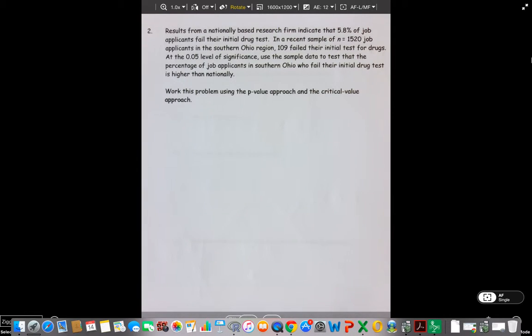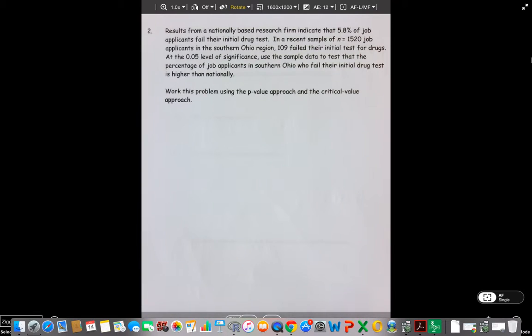Results from a nationally based research firm indicate that 5.8% of job applicants fail their initial drug test. Okay, so apparently we're doing some drug screening tests. I don't remember this problem. In a recent sample of 1,520 job applicants in the Southern Ohio region, 109 failed their initial test for drugs. At the 0.05 level of significance, use the sample data to test that the percentage of job applicants in Southern Ohio who failed their initial drug test is higher than the national.